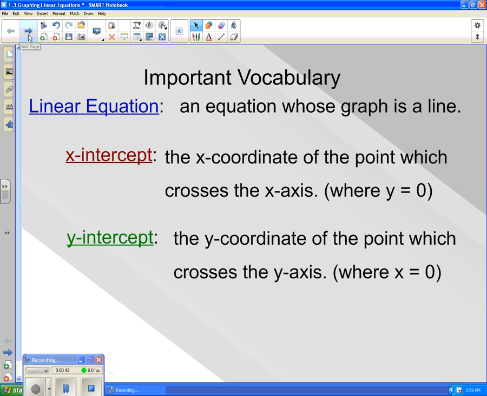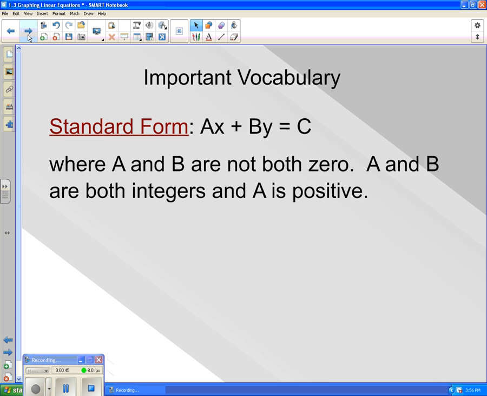Now let's talk about standard form. Standard form is any linear equation written in the form of ax plus by equals c. A is your coefficient of x, b is your coefficient of y, and c is just a constant.